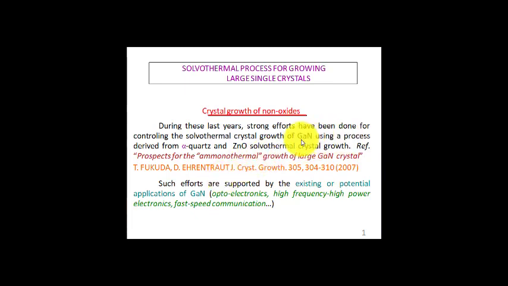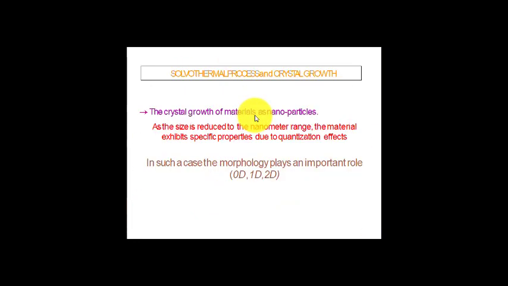Now gallium nitride is a non-oxide material. Oxygen is not present in this material. Such efforts are supported by the existing or potential applications of gallium nitride. What are the potential applications? It is used in optoelectronics, high frequency, high power electronics, and fast speed communication devices. So, this material can be synthesized by using hydrothermal method, simple hydrothermal method.